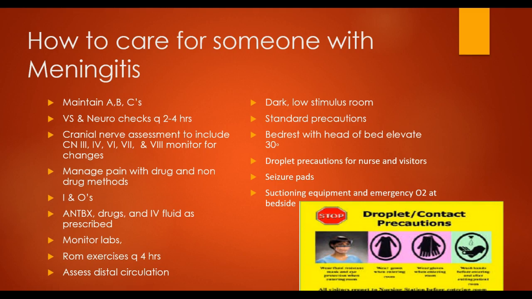So we're doing some droplet precautions, okay. We're on bed rest with head of bed elevated at 30 degrees, sorry about that. And 30 degrees is typically the magic number, right, for any kind of neurologic or neuro positioning, therapeutic positioning. 30 degrees is going to be good. It's going to decrease ICP. It's going to prevent aspiration, things like that.